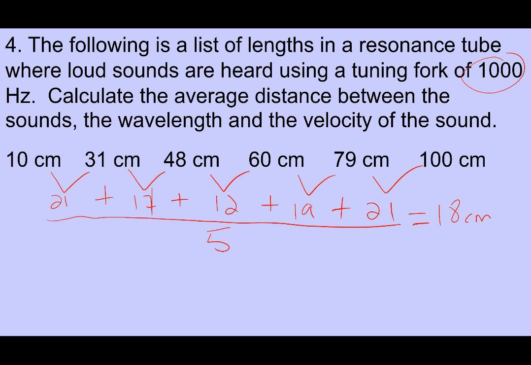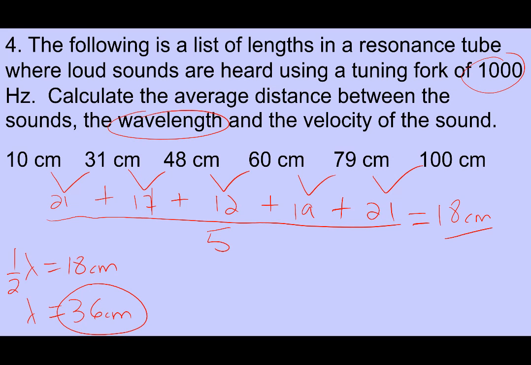And what did that last slide say? It said the distance between loud spots is equal to half of a wavelength. So to calculate the wavelength, half of a wavelength is equal to 18 centimeters. So that means the wavelength is equal to 36 centimeters. Done. It's as easy as that. Students struggle with this usually because this comes at the end of the semester and maybe you run out of gas, but it's really quite easy. Just find the distance between the loud spots, find the average, and then double it. Essentially, that's the wavelength. So that part is done.